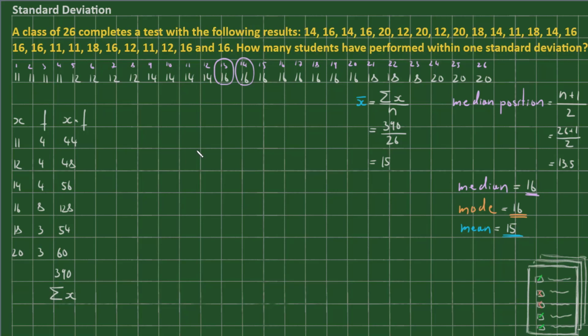In order to calculate the standard deviation, I need to add two more columns to my table. Firstly, I will have in brackets x minus x bar squared, and then I will have f multiplied by, in brackets, x minus x bar squared. When x is 11, I will have 11 minus 15, which gives me negative 4, and then I'm going to square that to give me 16. When x is 12, I will have 12 minus 15, which is negative 3, and when I square that, I will get 9. I'm going to quickly complete this column in that fashion.